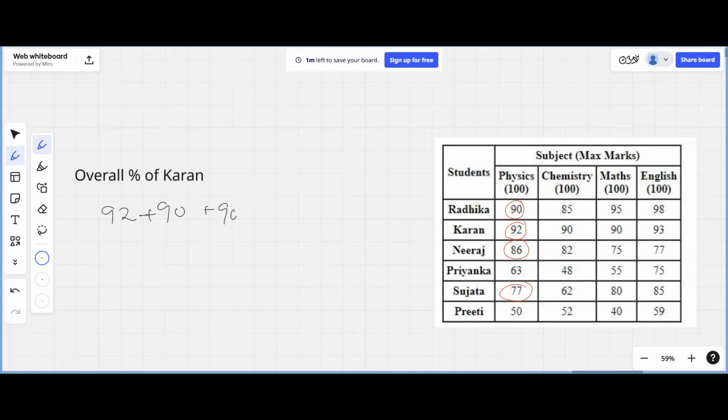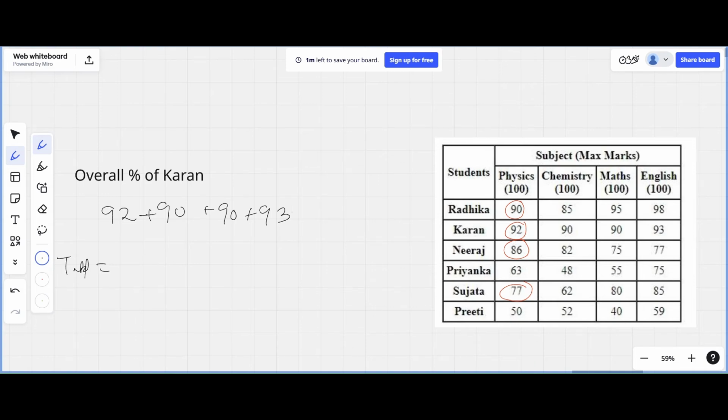90, 90, 93. Okay, let's add these four. How much is it? What is the total? Let's see. You can use a calculator. 92 plus 90 plus 90 plus 93. How much?